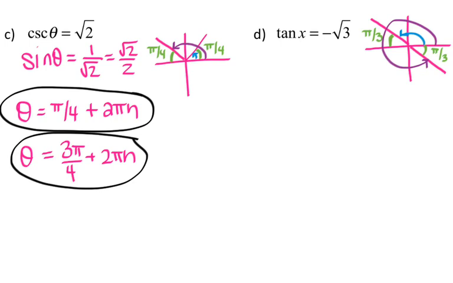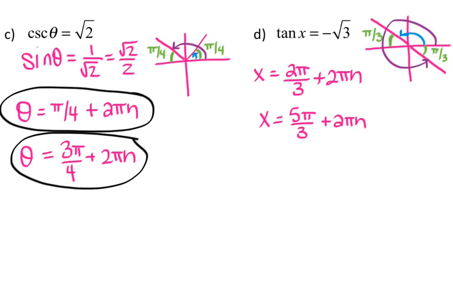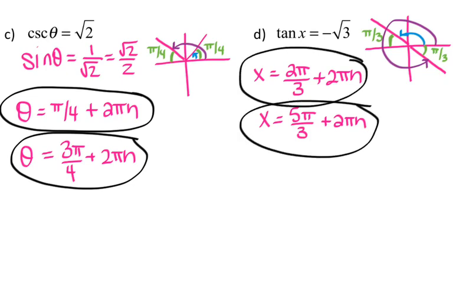So I have x equals, so I'm going to use x instead of theta. But my blue one is going to be 2 pi over 3, because I'm taking out that wedge, plus 2 pi n. And then my purple one is 2 pi minus pi over 3, which is 5 pi over 3, plus 2 pi n. And there you go.